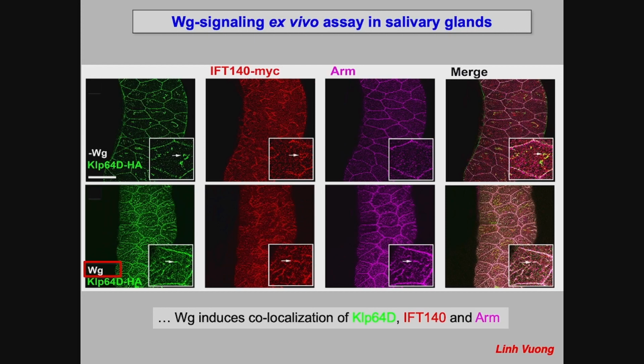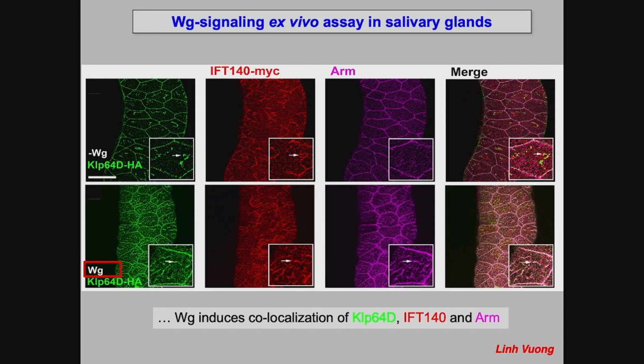So now we turned to a system where we have an ex vivo organ culture. We take a salivary gland from Drosophila that we can culture ex vivo, which gives us the opportunity to do both genetics, but also use drug treatment, so we can manipulate these with drugs. And when we don't add wingless, so this is genetically inducing Wnt expression, you find kinesin and IFT140 co-localizing, but beta-catenin stays at the membrane where it should be, and it's degraded in the cytoplasm.